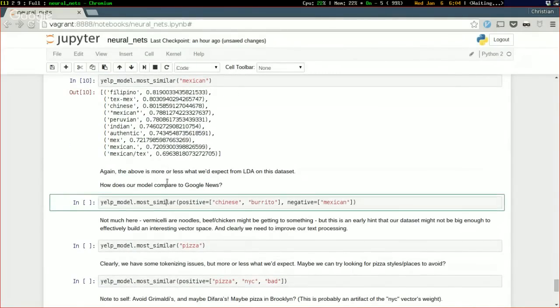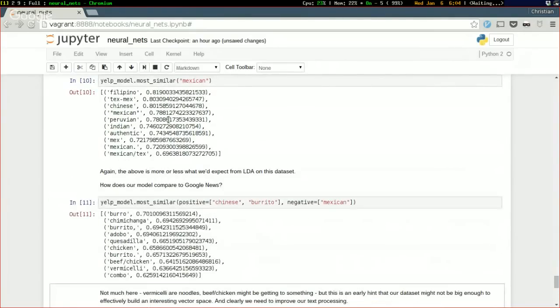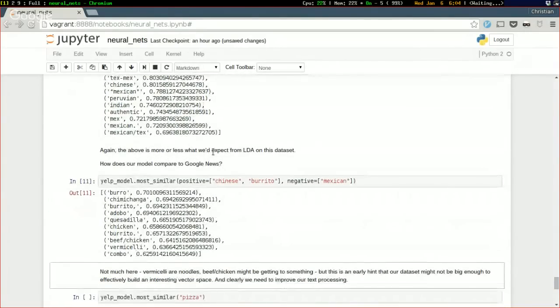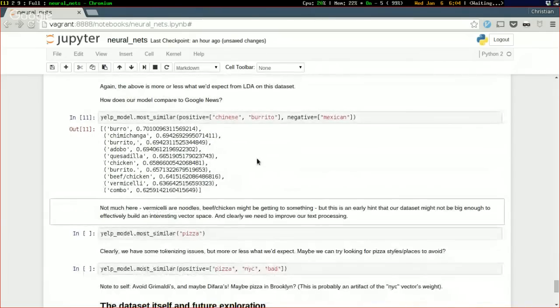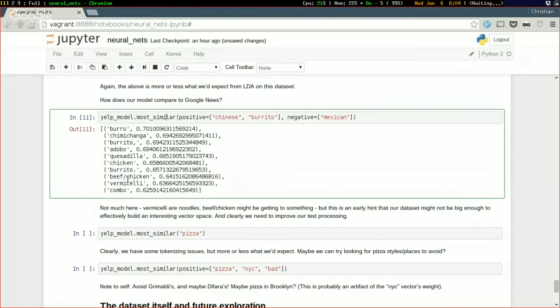Cool. So let's look at the previous analogy that we did. A burrito that is not Mexican but is Chinese. And as you can see here, this doesn't perform quite as well. Again, I think part of the issue is that our data set's a little small. There are certainly some red flags here. That being said, we see vermicelli noodles, we see beef chicken, which might be some kind of Chinese American dish.